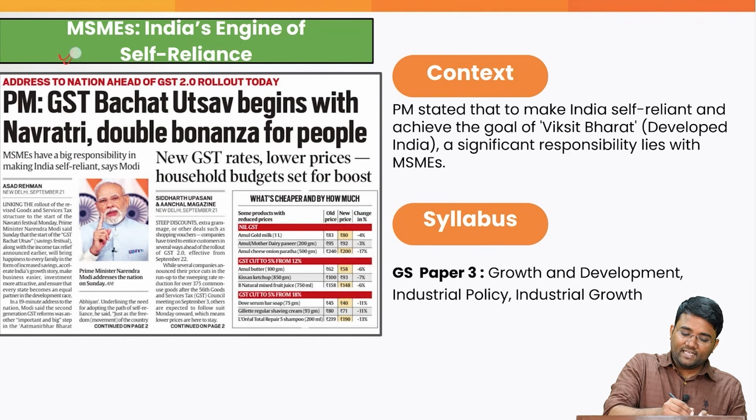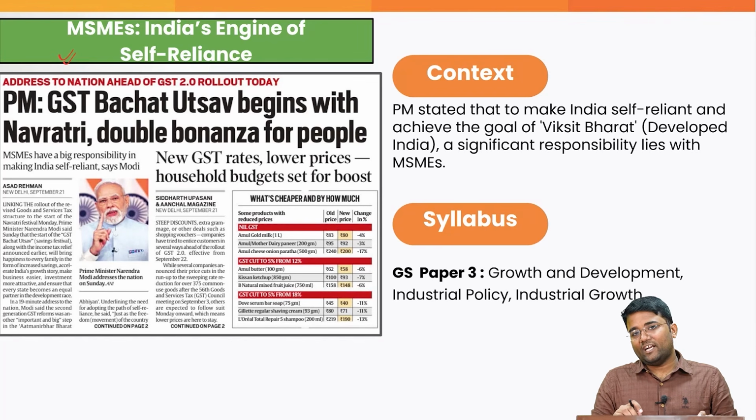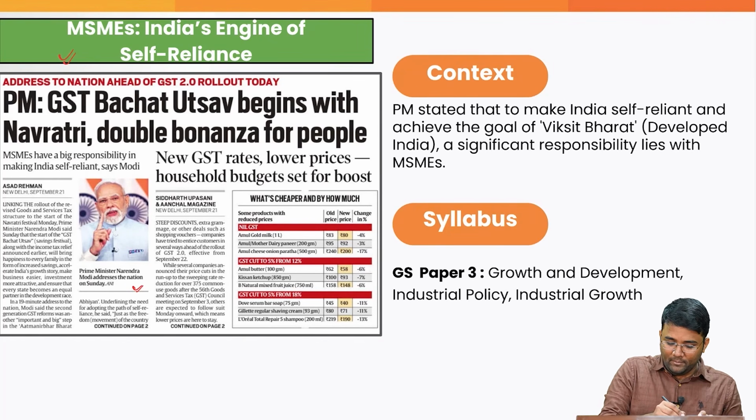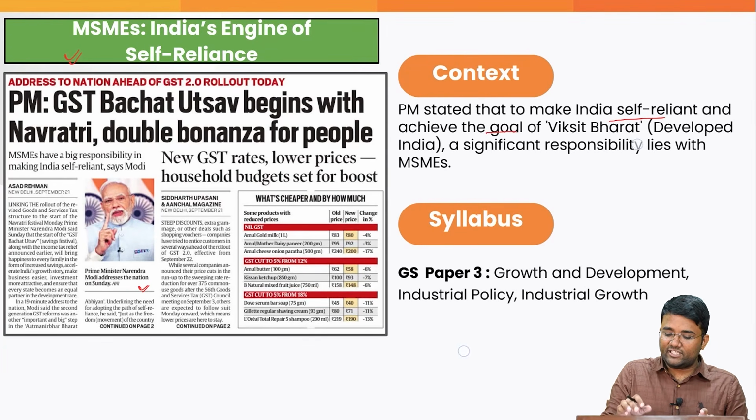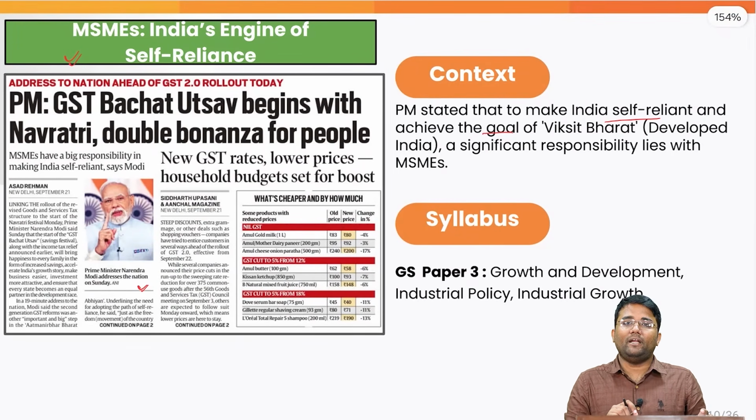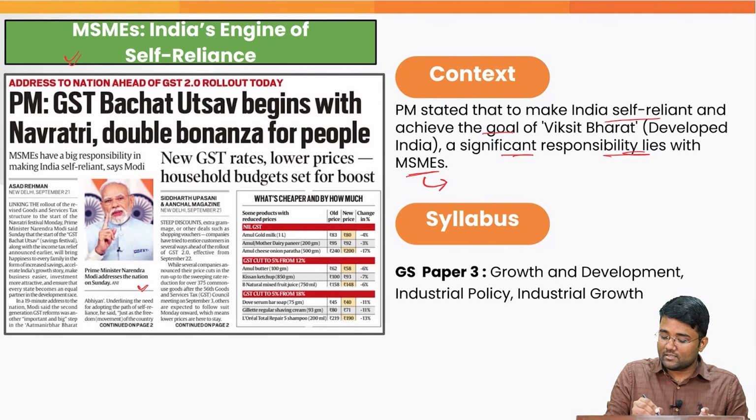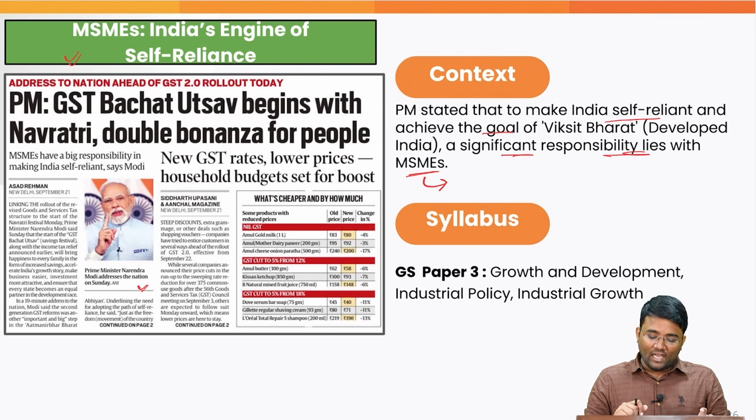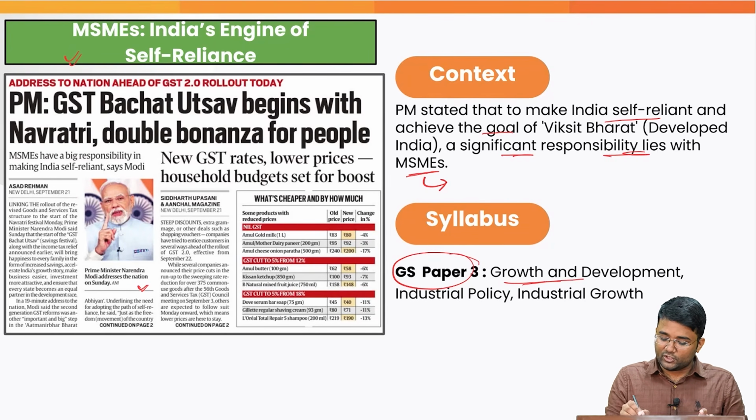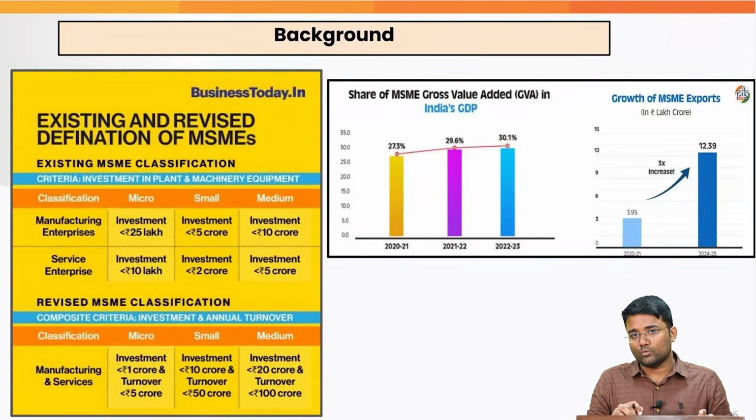Moving towards the next topic, that is MSMEs, India's engine of self-reliance. So yesterday at 5 p.m., the Prime Minister addressed the nation, and he stated that to make India self-reliant and achieve the goal of Viksit Bharat or developed country by 2047, a significant responsibility lies with the MSMEs, because they will be the engine of overall economic growth. And this particular topic pertains to the syllabus of your GS paper 3, growth and development, industrial policy and industrial growth.